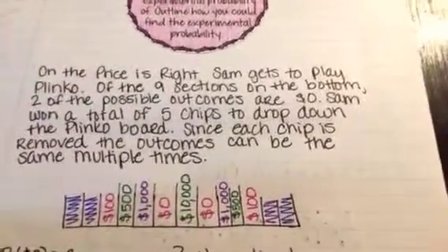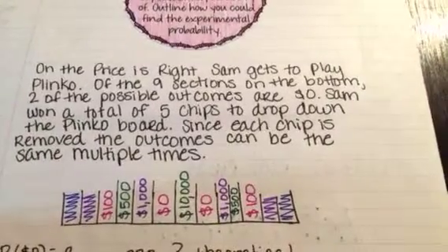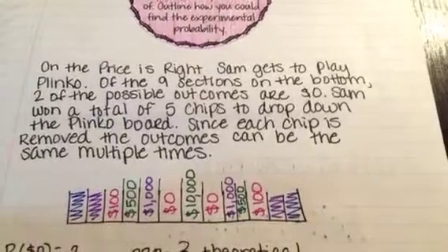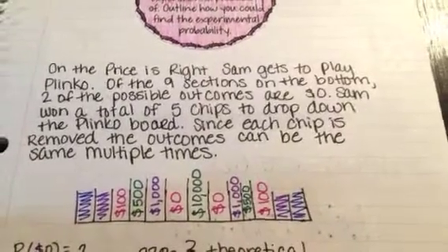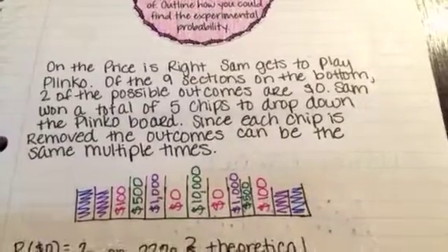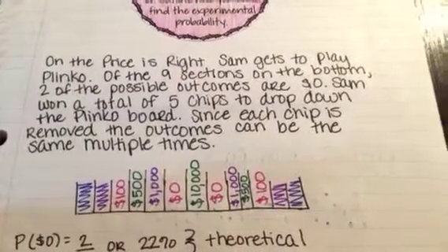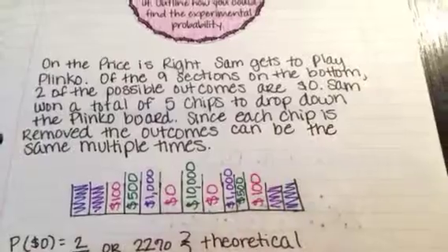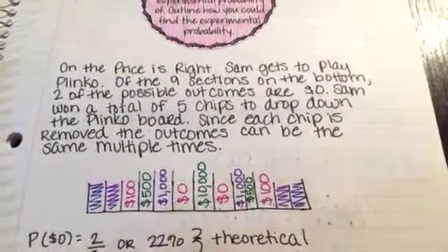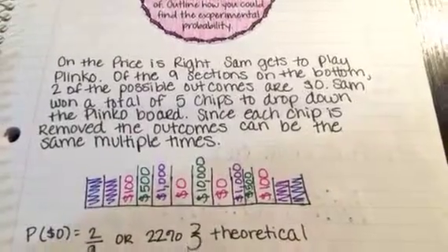So for this one, I said on The Price is Right, Sam gets to play Plinko. Of the 9 sections on the bottom, 2 of the possible outcomes are $0. Sam won a total of 5 chips to drop down the Plinko board. Since each chip is replaced, the outcomes can be the same multiple times. So see there, I use the term outcome in my journal. That's part of the reason why I gave that to the students prior.